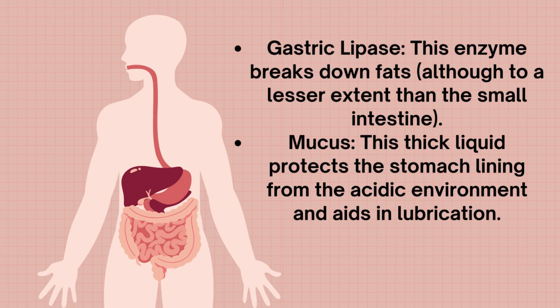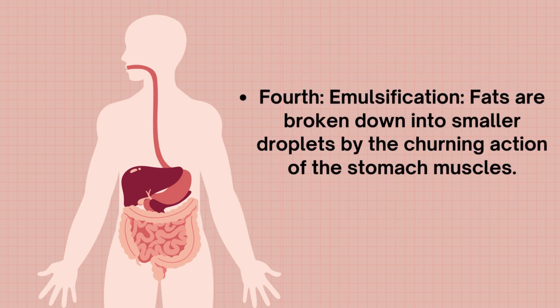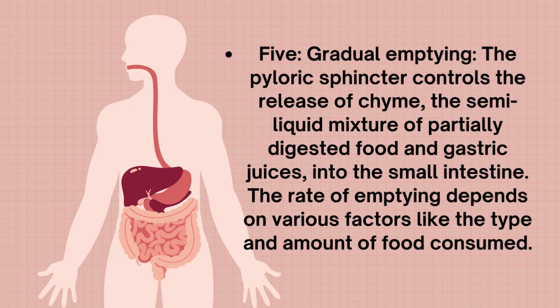Mucus. This thick liquid protects the stomach lining from the acidic environment and aids in lubrication. 4. Emulsification. Fats are broken down into smaller droplets by the churning action of the stomach muscles. 5. Gradual emptying. The pyloric sphincter controls the release of chyme, the semi-liquid mixture of partially digested food and gastric juices, into the small intestine. The rate of emptying depends on various factors like the type and amount of food consumed.